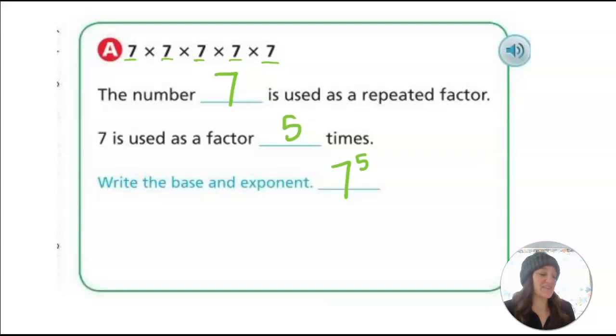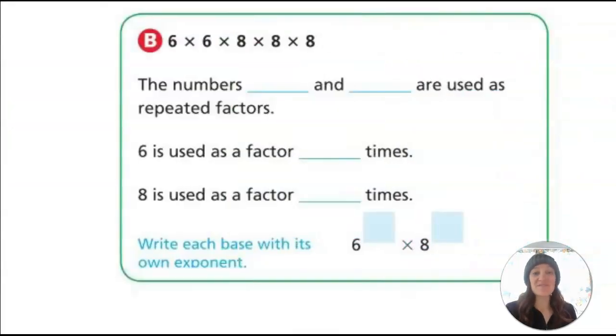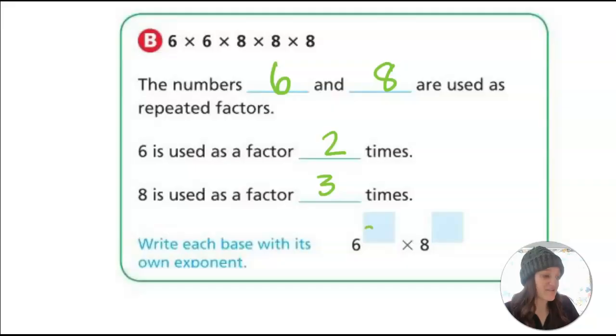We multiply it. If you see something like this where we have two different numbers like 6 and 8 that are being multiplied together, then we just say, all right, 6 is used twice as a factor and 8 is used 3 times as a factor. So 2 is the exponent for 6 and 3 is the exponent for 8.